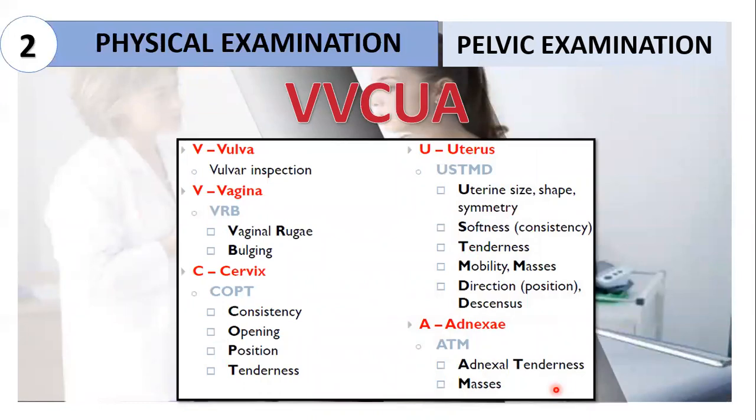Here now is a mnemonic for the proper sequence of doing pelvic examination. That is VV-CUA. V for vulva and vagina, C for cervix, U, uterus, and the adnexa. Okay.